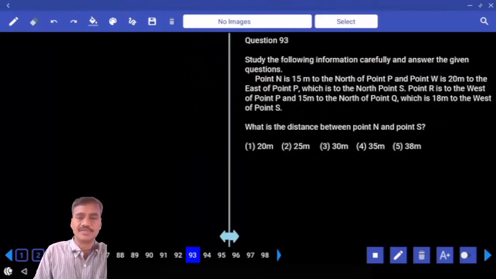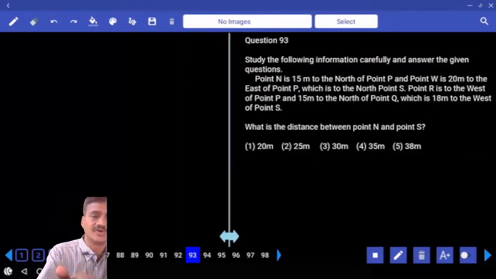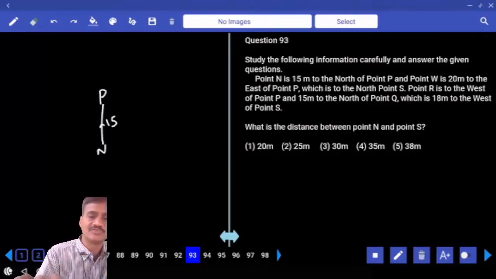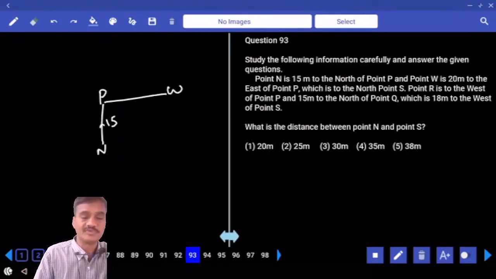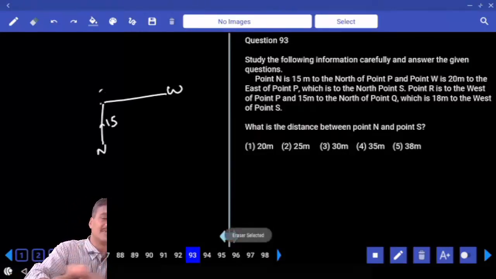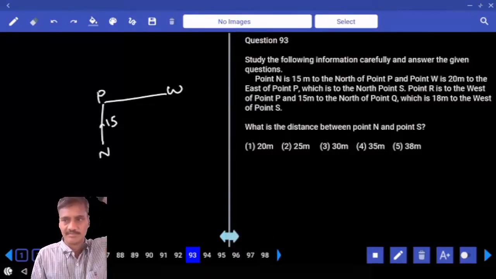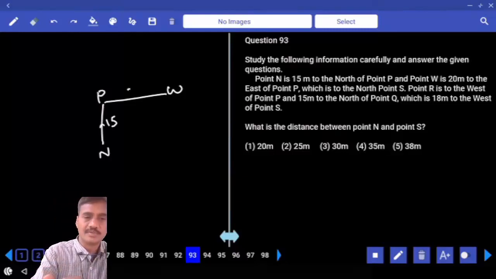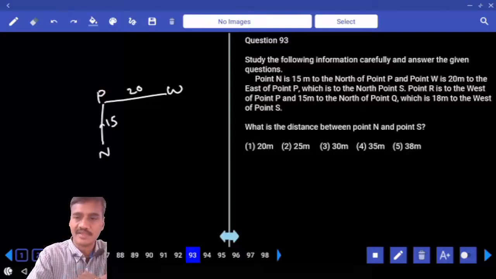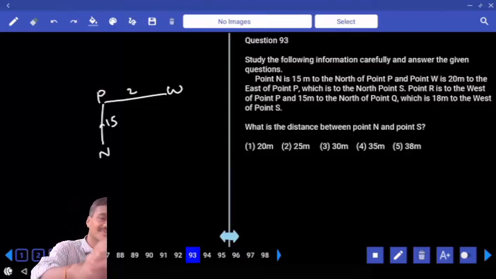Now coming to 93, N is 15 meters to the north of P. P is here, N is here. Now N is 15 meters to the north of P and W is 20 meters to the east of P. Now this is W. మళ్ళీ same వేసాను. N is 15 meters to the north of P.